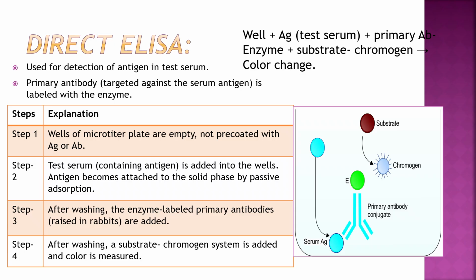Step 1, wells of the microtiter plate are empty, not pre-coated with antigen or antibody. Step 2, test serum containing antigen is added into the wells. Antigen becomes attached to the solid phase by passive adsorption. Step 3, after washing, the enzyme labeled primary antibody raised in rabbits is added. Step 4, after washing, the substrate chromogen system is added and the color is measured.